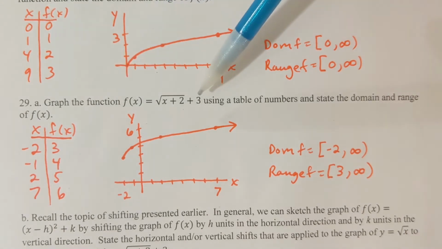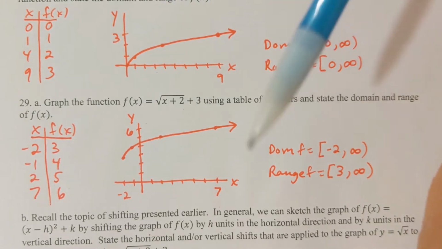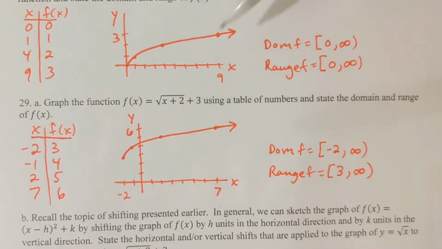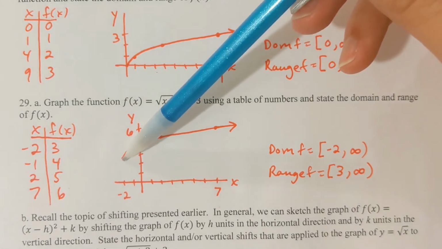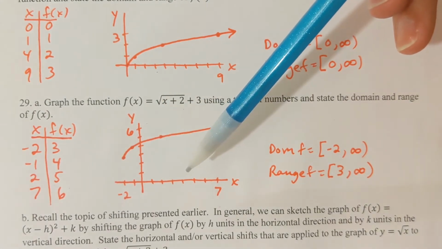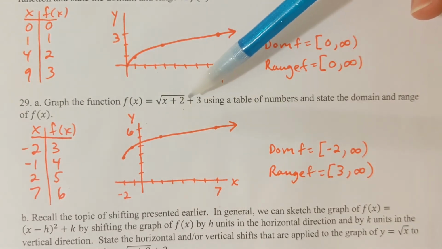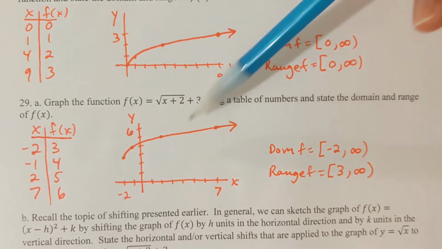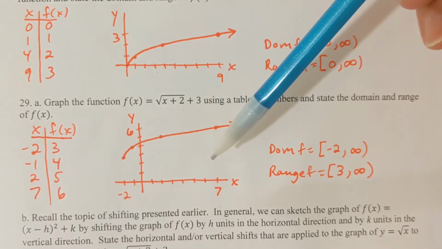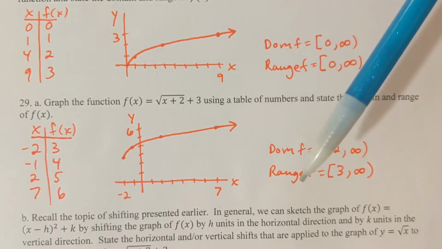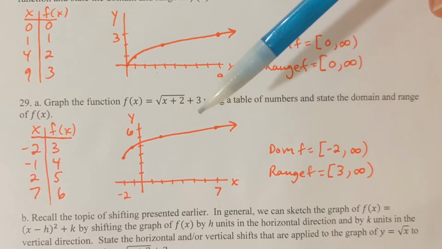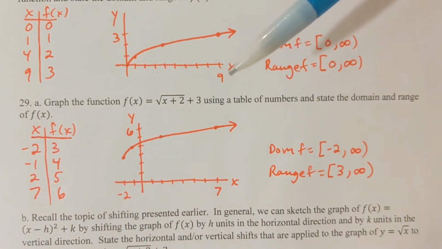So negative 2 plus 2 is 0. The square root of 0 is 0. Plus 3 is 3. Okay, so here's negative 2, 3 on the graph. If x is negative 1, negative 1 plus 2 is 1. Square root of 1 is 1. Plus 3 is 4. So here's negative 1, 4 on the graph. And I would also add that, try to select nice numbers here that you can do the calculations without a calculator.